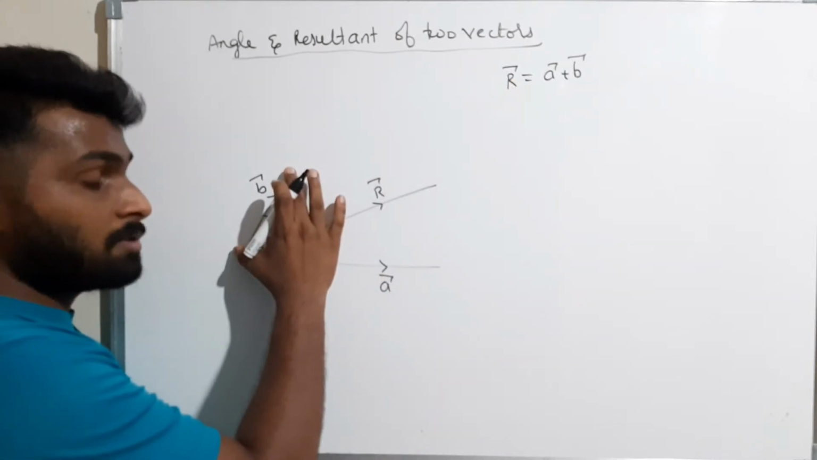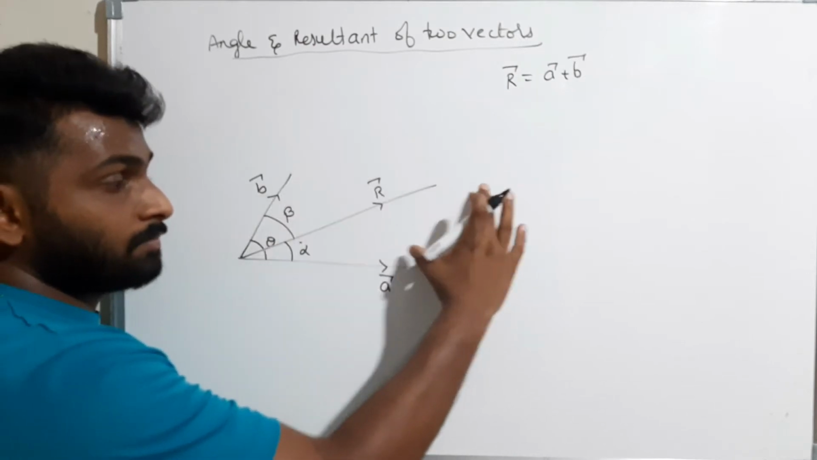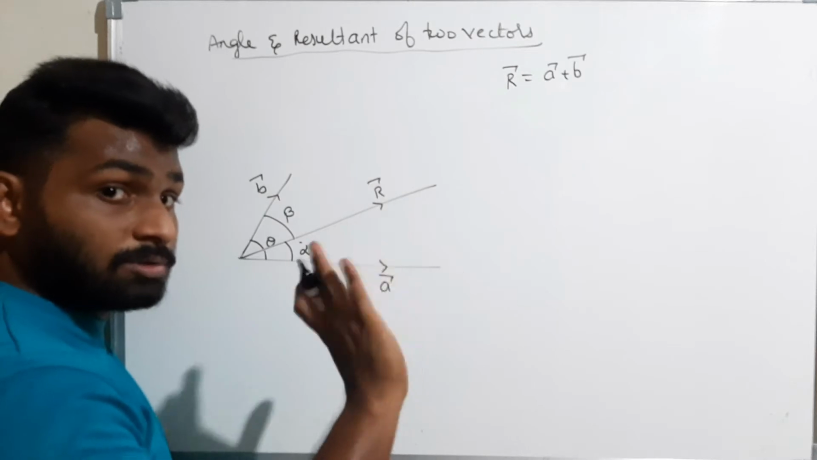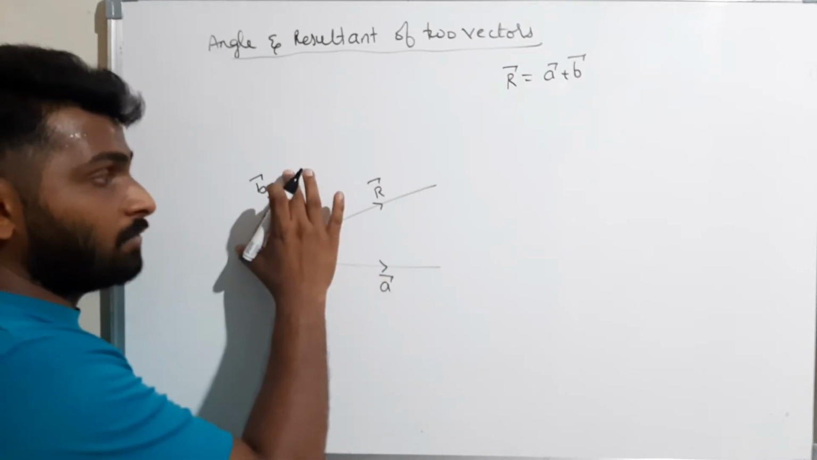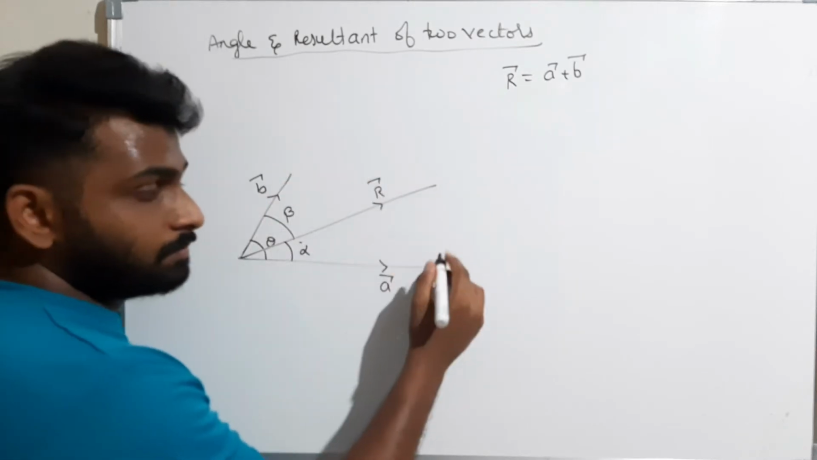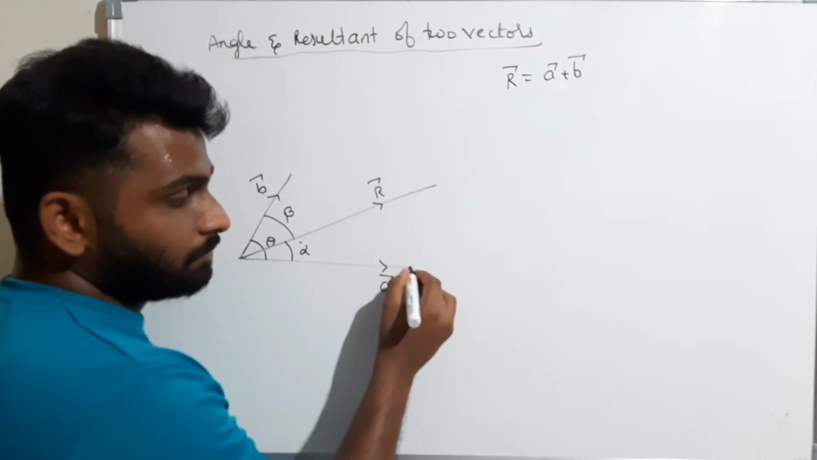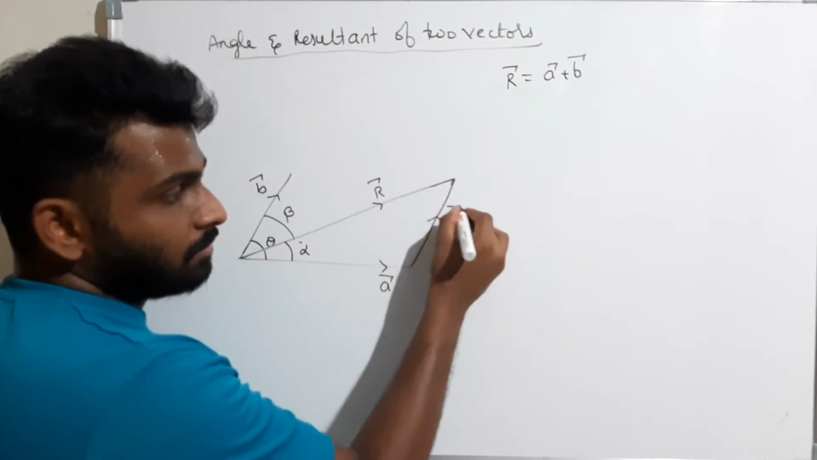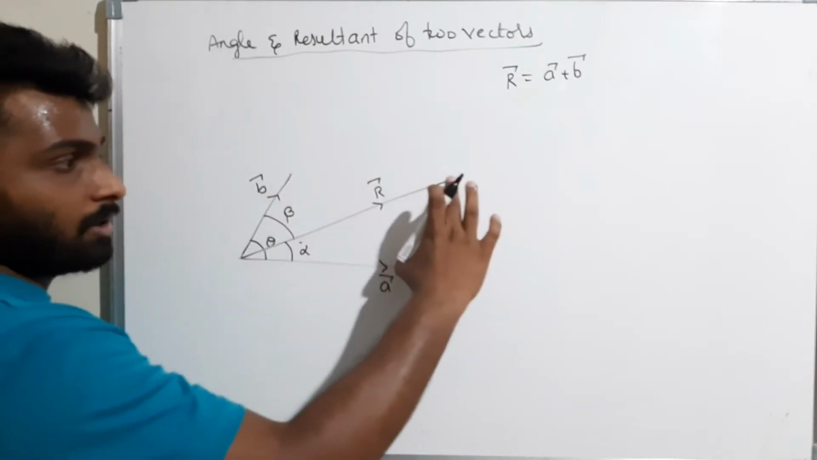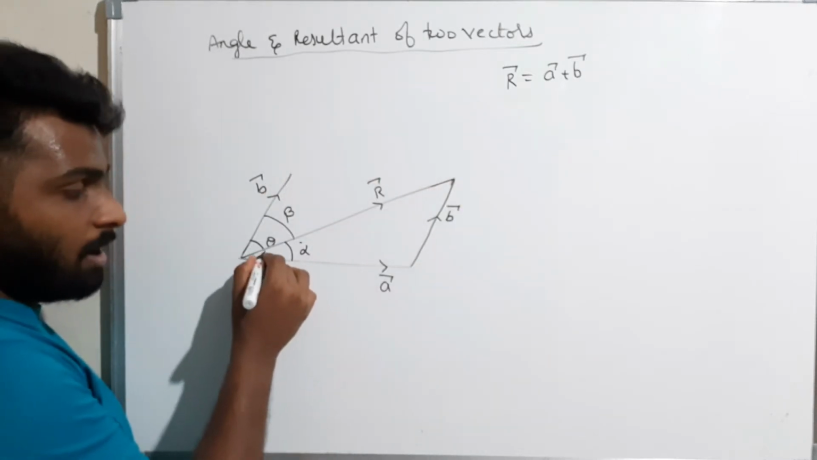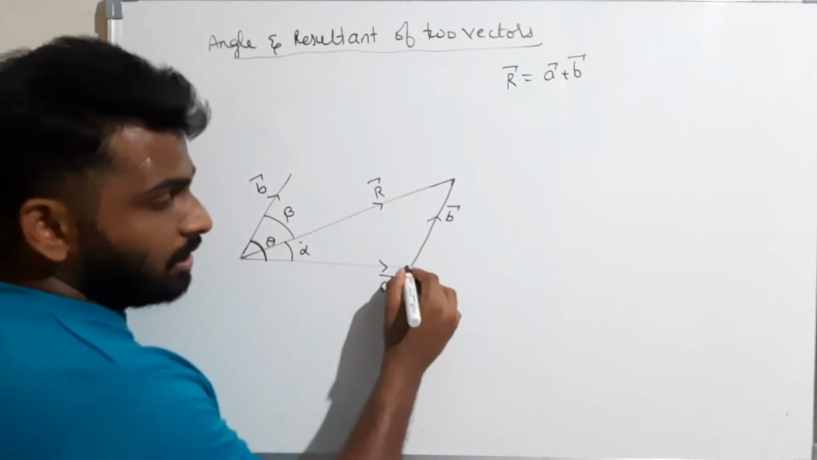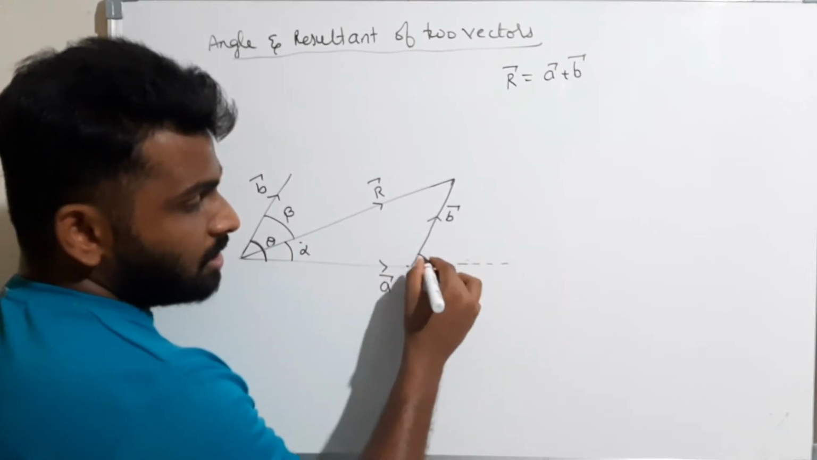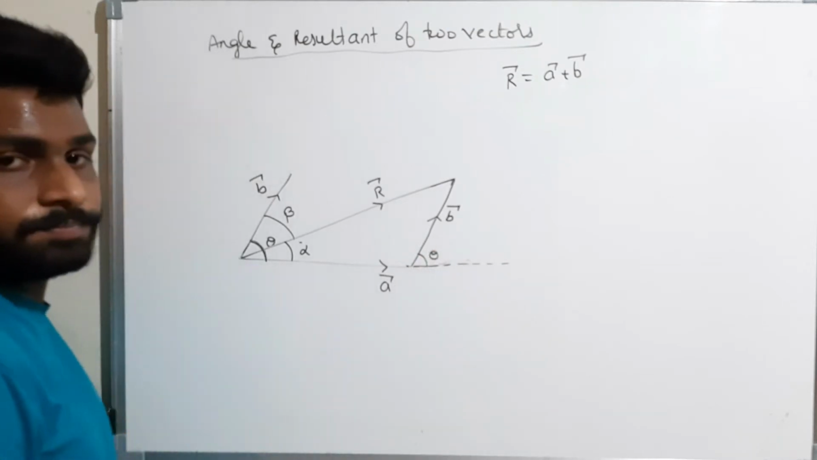Now I am moving this b bar from here to here. I can shift the vectors parallel to themselves. The vector won't change because they are free vectors. Now this is b bar, shifted from here to here. If the angle between a bar and b bar is theta, what is the angle here? This is also angle theta.